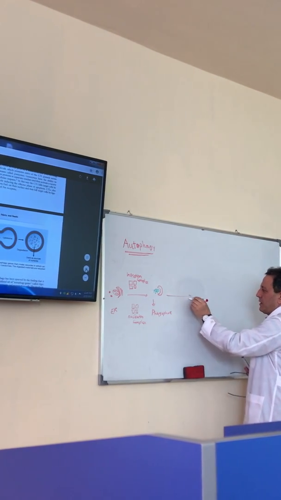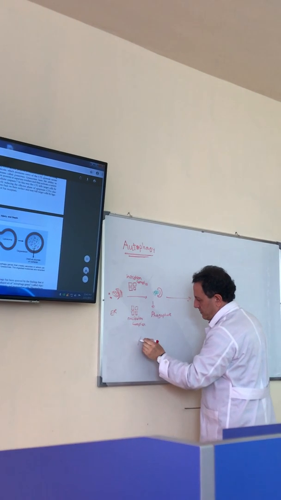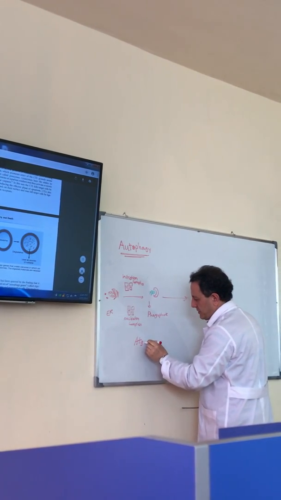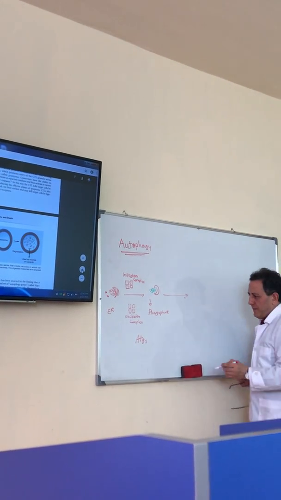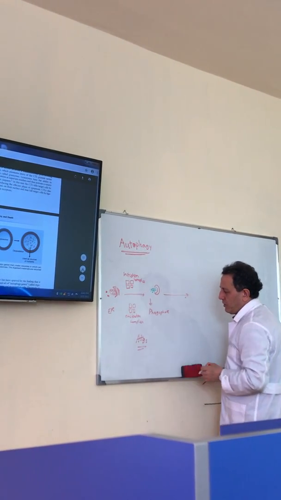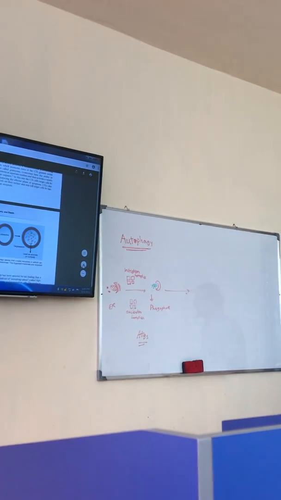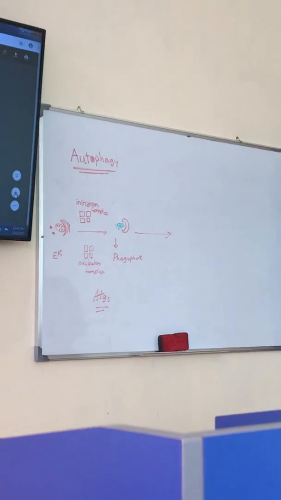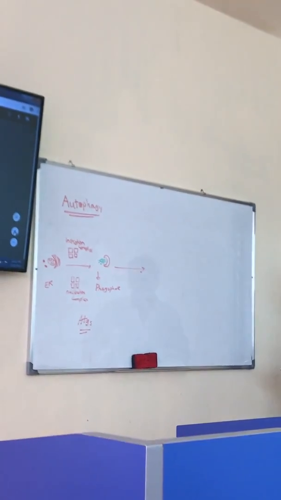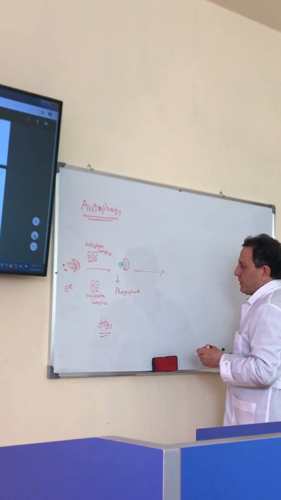Then we should know that there are some genes called ATGs, autophagia genes, that play a role in controlling autophagia. Autophagia is not a random situation. It is programmed. Autophagia is controlled by autophagia genes.